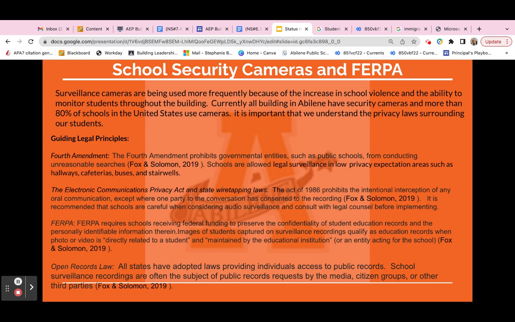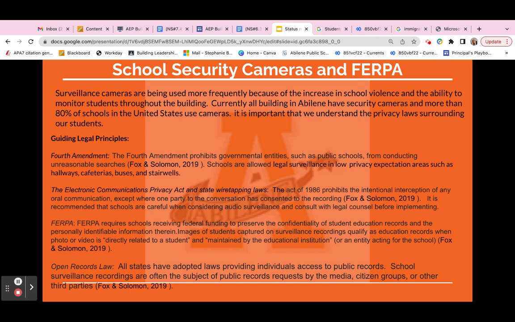There are some guiding legal principles that fall under those. One being the Fourth Amendment, which prohibits governmental entities such as public schools from conducting unreasonable searches. Schools are allowed legal surveillance in low privacy expectation areas such as hallways, cafeterias, buses, and stairwells, but in higher privacy areas, you should not be placing security cameras.